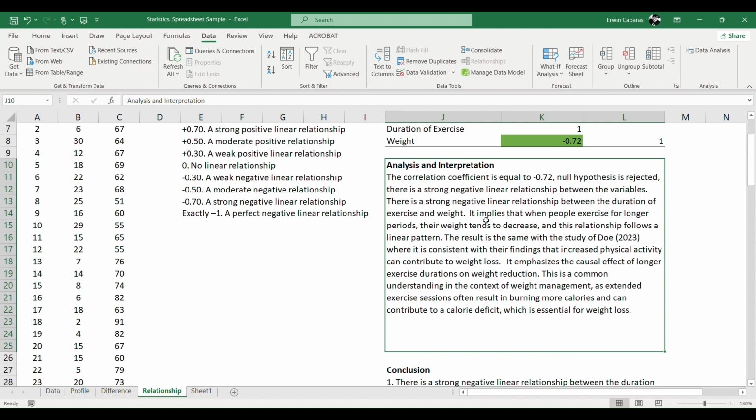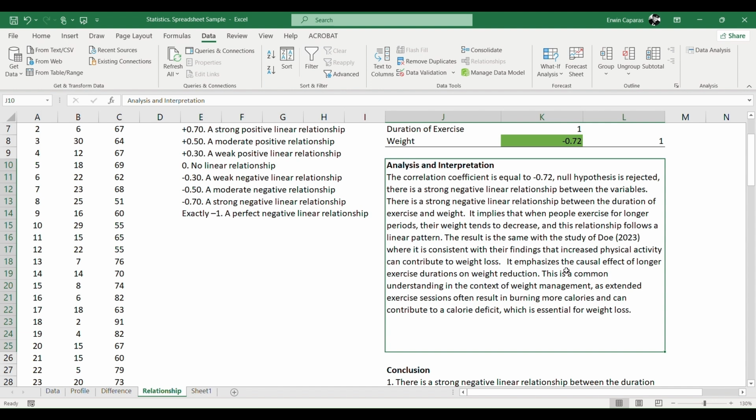It implies that when people exercise for longer periods, their weight tends to decrease. Habang tinatagalan natin yung exercise, bumababa ang weight ng tao. And this relationship follows a linear pattern. So the result is the same with the study of Doe 2023. Again, naglagay tayo ng cross-reference, that supports our study, where it is consistent with their findings that increased physical activity can contribute to weight loss.